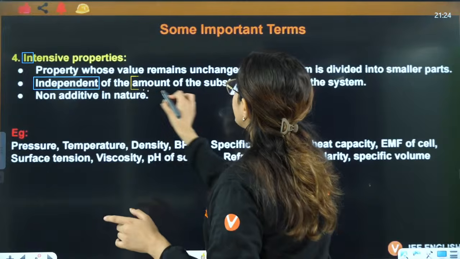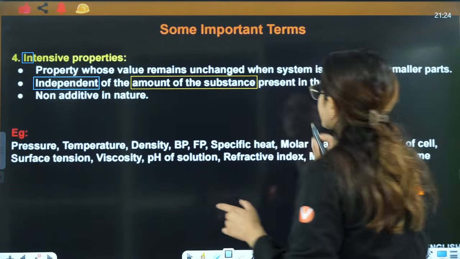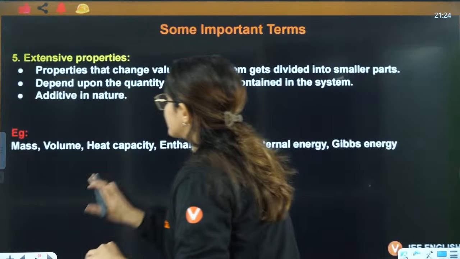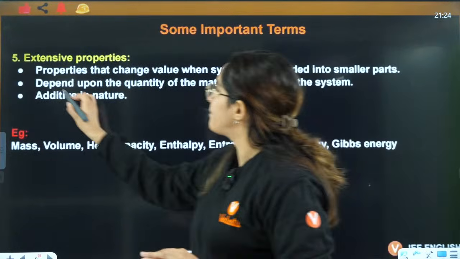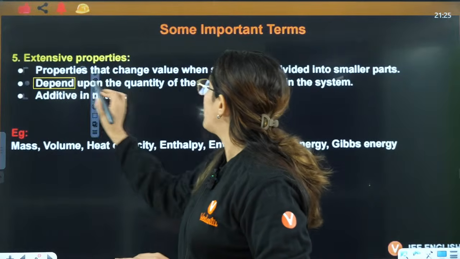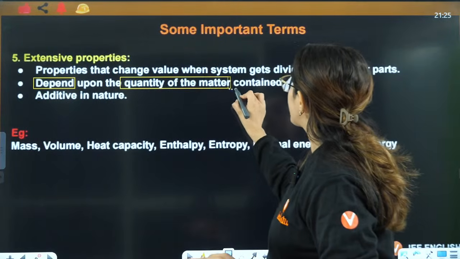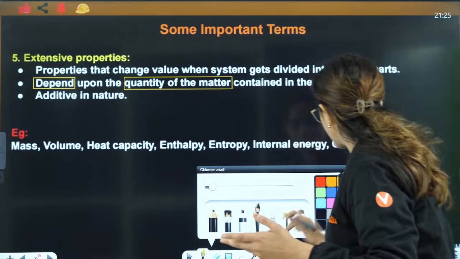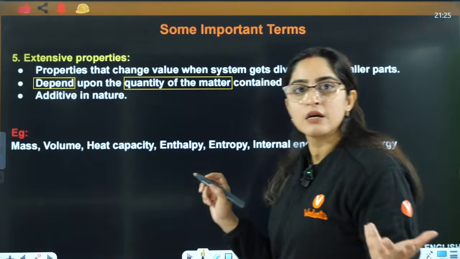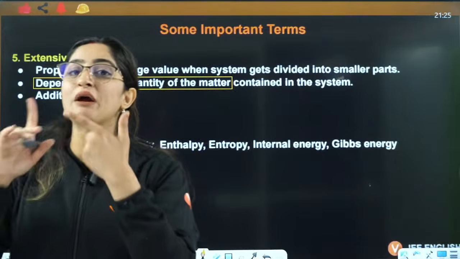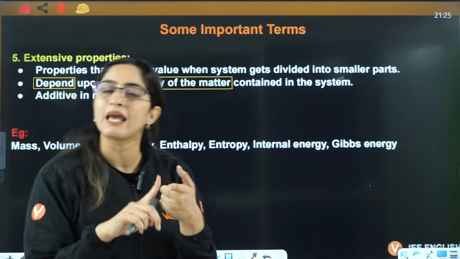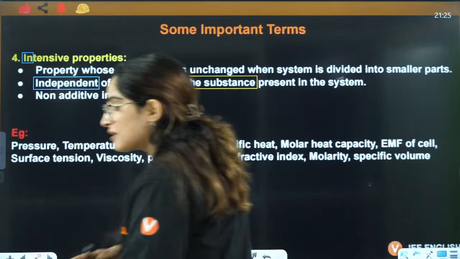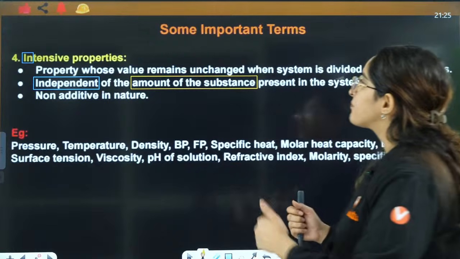It is independent of the amount of substance that is present in the system, right? And if you talk about extensive properties, they are dependent on the amount of substance that is present. Amount of matter, quantity of substance, whatsoever you say, mass of substance, right? So intensive is independent, extensive is dependent on it, right? Now let's talk about other things that are related to this.